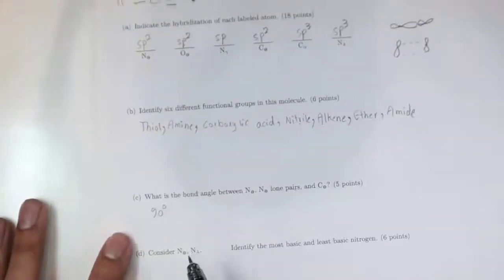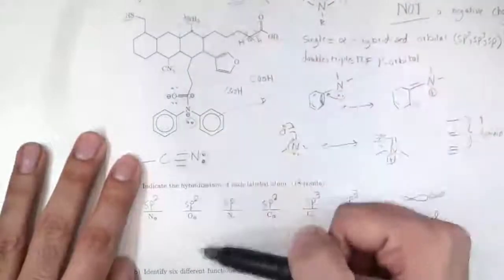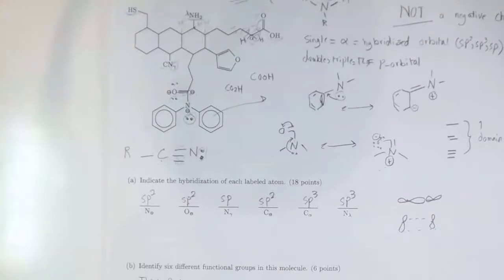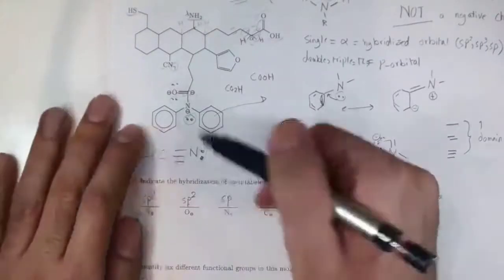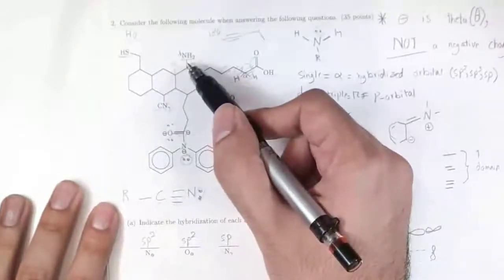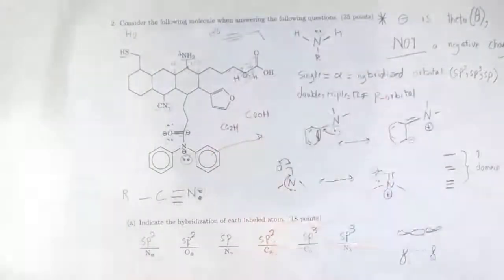Now, part D is saying let's consider N theta and N lambda. So I have this nitrogen and this nitrogen. It's saying identify the most basic and least basic nitrogen. Again, I'm going to ask the same question. Did this nitrogen resonate? What about this nitrogen? Did this nitrogen resonate? Exactly.